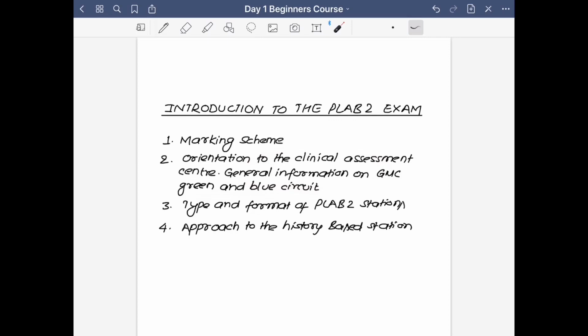Number three, I'd like to discuss the type and the format of the PLAB2 stations. I think there are altogether 6 different types of PLAB2 stations. I will explain those types, and I'll also help you identify the PLAB2 stations nicely, and tell you the advantage of identifying the stations in the exam. Number four, I will be discussing the approach to the history-based station. As I said, there are altogether 6 categories of PLAB2 stations, and among them, history-based station is one category. I'll discuss the general approach to all kinds of history-based stations. So these are the 4 things that I'd like to discuss today.